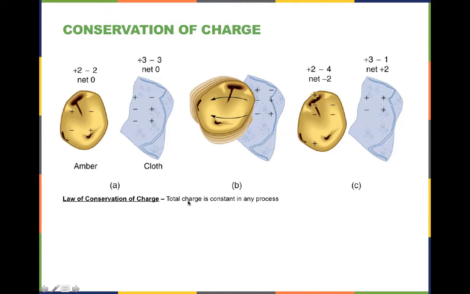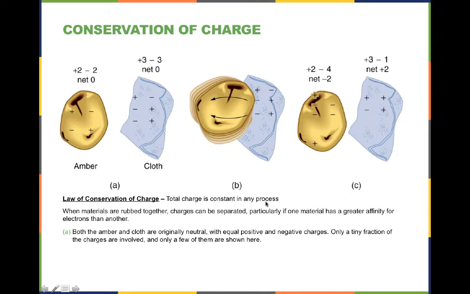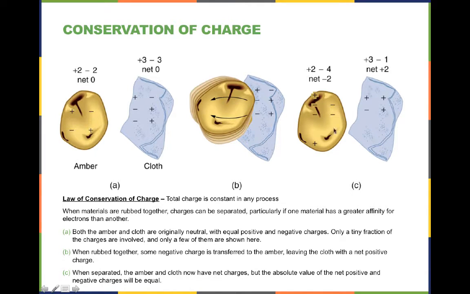This is the law of conservation of charge. That is, the total charge is constant in any particular process. So when you start out, they're neutral. They have no net charge because the balance between the two charges has occurred. However, after the rubbing occurs, negative charges are transferred from the cloth to the amber in this case, and that leaves a positive charge on the cloth and a negative charge on the amber. And yet overall, as I said before, you end up with the same number of charges total, and if it's a net negative 2 over here, it has to be a net positive 2 over here.